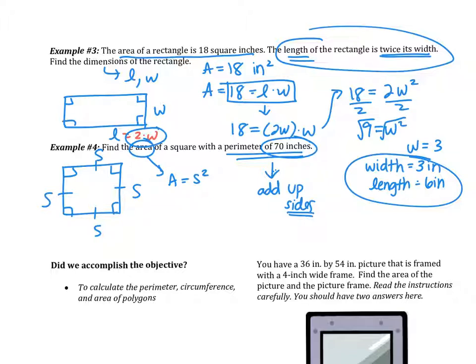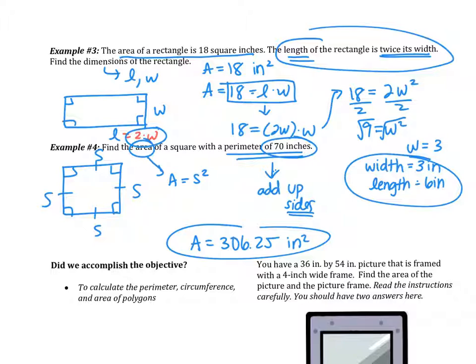Take a minute and pause the video and try this problem on your own. Okay, hopefully you tried this one. You should have gotten an answer of 306.25 inches squared. If you got an answer of 17.5, that means that you found one of the sides, but then you never found the area. When you come to class tomorrow, your teacher expects that you will have this problem completed. If you don't, you will not receive full credit.